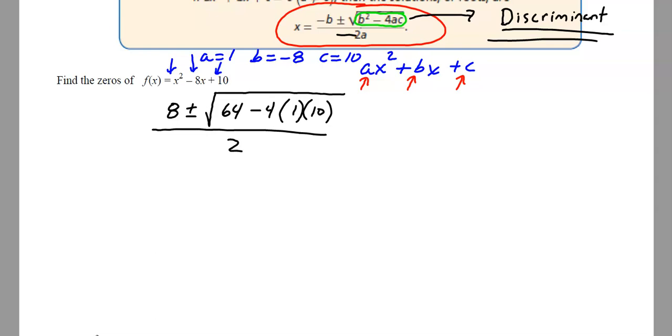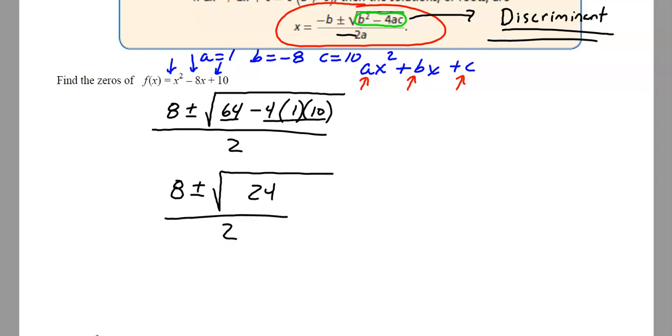All right, so let's tighten this up a little bit. I've got 8 plus or minus the radical of 64 take away 40, which is 24. Got a little carried away with that radical there. And now what I need to do, this is kind of like a little side project, is try to simplify this radical.